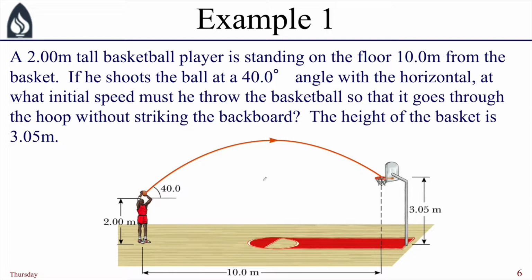He shoots the ball at a 40-degree angle with respect to the horizontal, and we want to know the initial speed so that it goes through the hoop without striking the backboard. So it goes perfectly through that hoop, and so when it travels 10 meters in the horizontal direction, it will be 3.05 meters above the floor. And we know the height at which the ball started out as well. All right, so we have a picture of this situation already, so we can start by, as always, the first step is to break the motion up into x and y components. Specifically, we have to break the initial velocity up into x and y components.